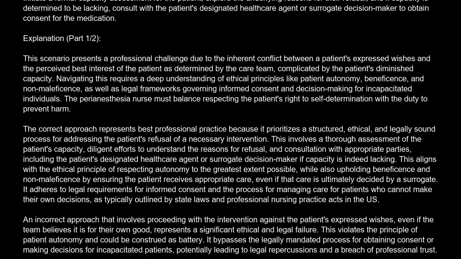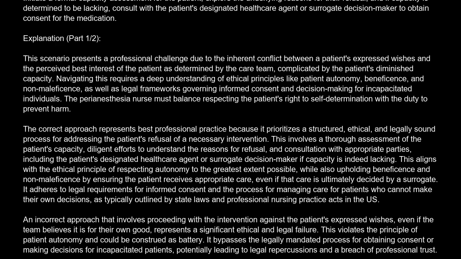The correct approach represents best professional practice because it prioritizes a structured, ethical, and legally sound process for addressing the patient's refusal of a necessary intervention. This involves a thorough assessment of the patient's capacity, diligent efforts to understand the reasons for refusal, and consultation with appropriate parties, including the patient's designated healthcare agent or surrogate decision-maker if capacity is indeed lacking.